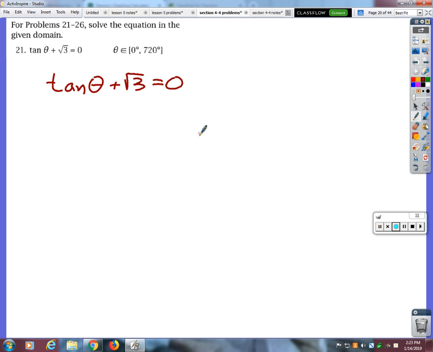Yes, subtract the square root of 3 from both sides. And then how do you get rid of the tangent? And then you do the inverse tangent. Yeah. And what mode should we be in?